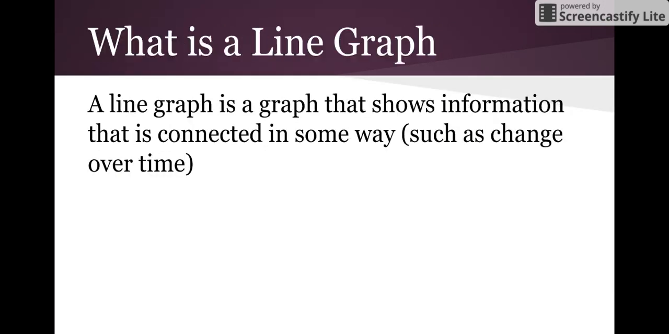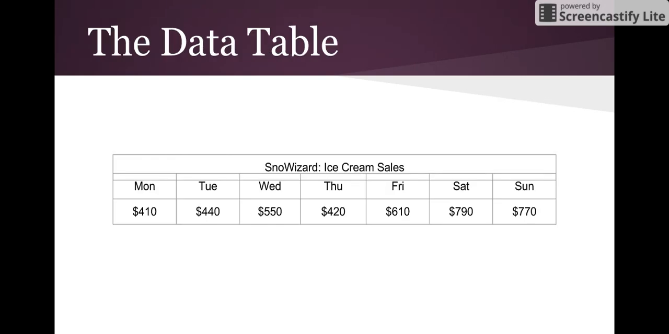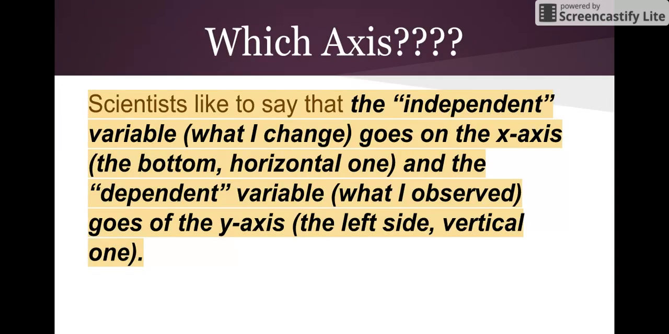So guys, remember we had our data for the money. I want you to look closely. What are my independent and dependent variables? Remember, independent is what I change. Dependent is what I observe. What axis is it going to go on? Remember, the x-axis is my independent and the y-axis is my dependent.